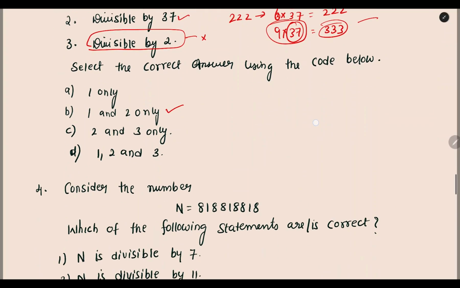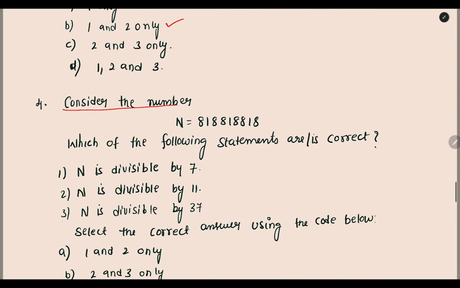Let's go to the fourth question. Consider the following number, N is equal to 818818818. It is like ABC, ABC and ABC, so 3 times it is repeating. Whenever the number is repeating 3 times, that number is like 1001001. I hope you are getting my point. This is the number where we can see it.